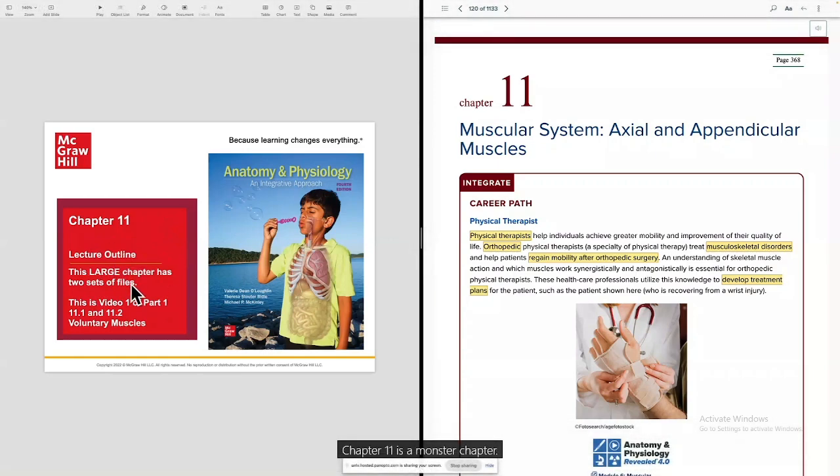Hey, chapter 11 is a monster chapter. Every voluntary muscle in the body. There's actually 2 sets of files that go with it. These first videos go with part 1.